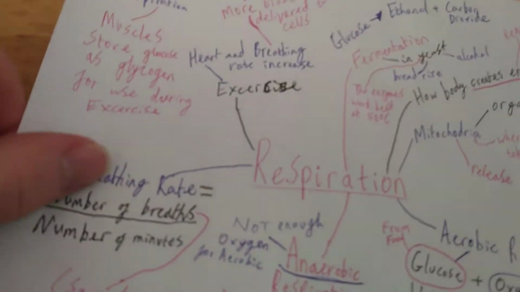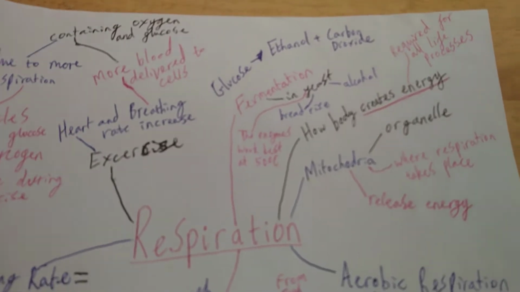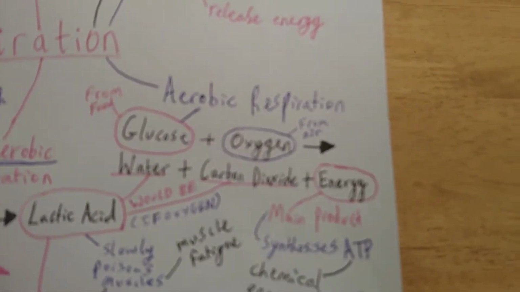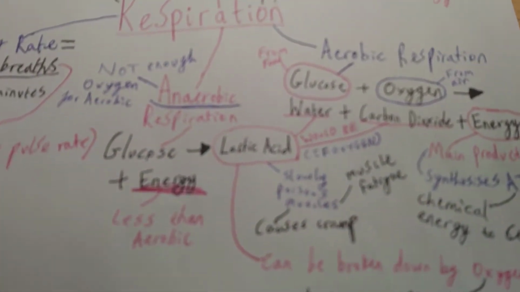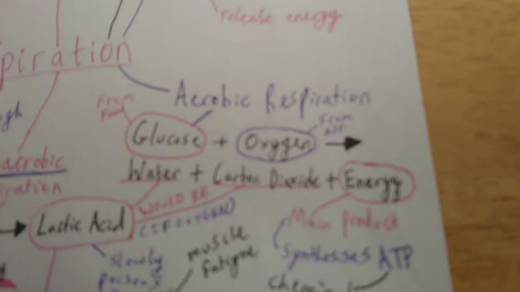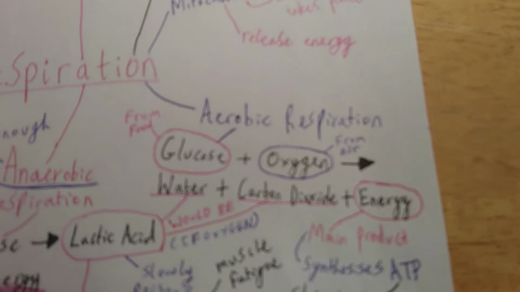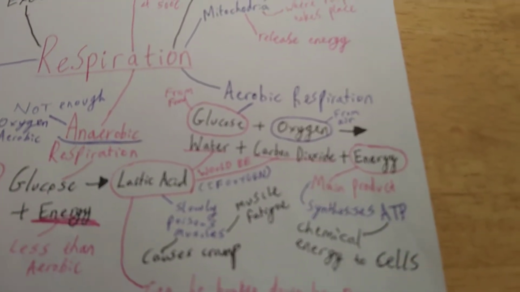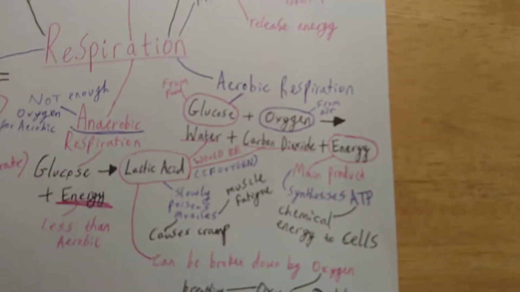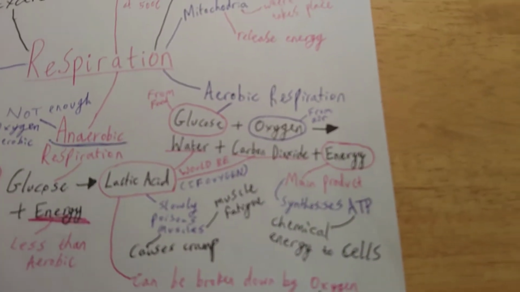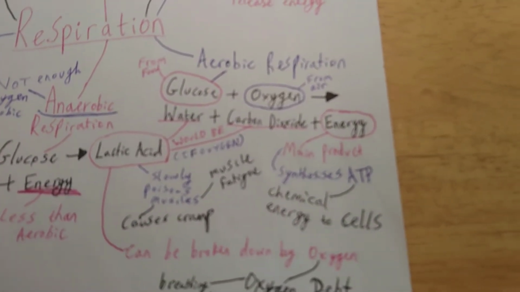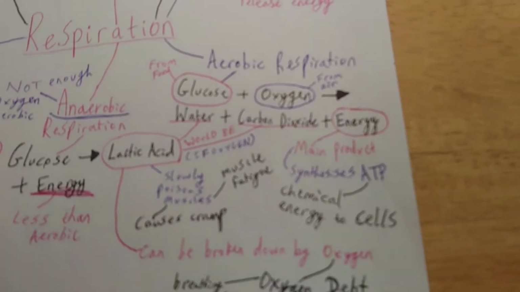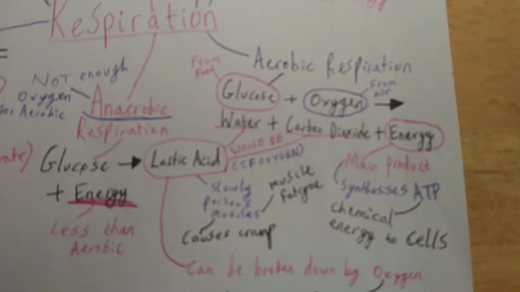So it is called respiration because that's what it's about. There are two types of respiration: aerobic respiration and anaerobic respiration. Aerobic respiration takes place when glucose plus oxygen combine in a chemical reaction to make water, carbon dioxide, and energy. This energy is the main product, and it synthesizes ATP, which sends chemical energy to the cells.